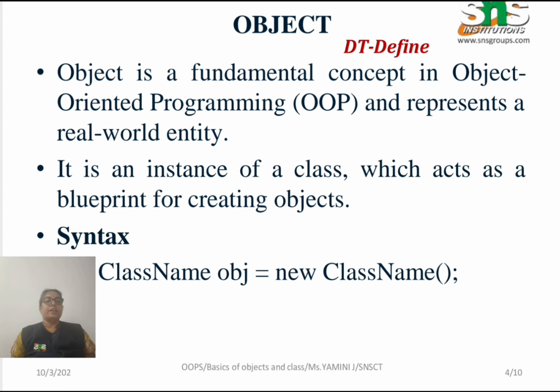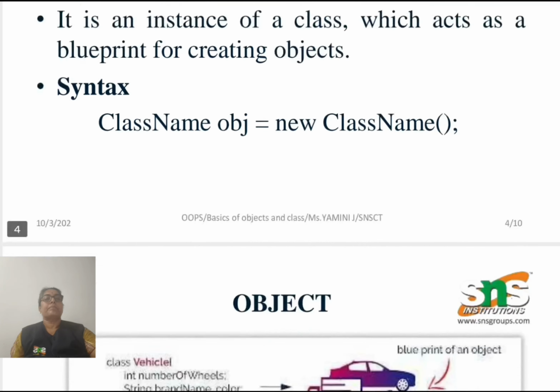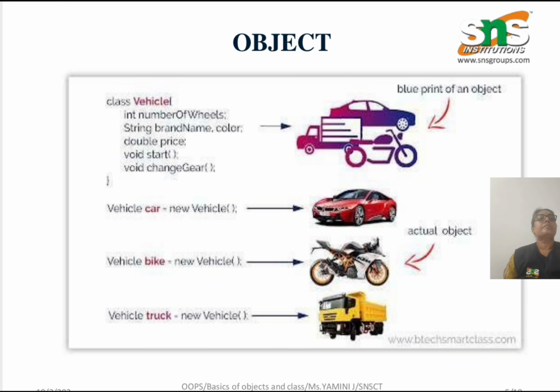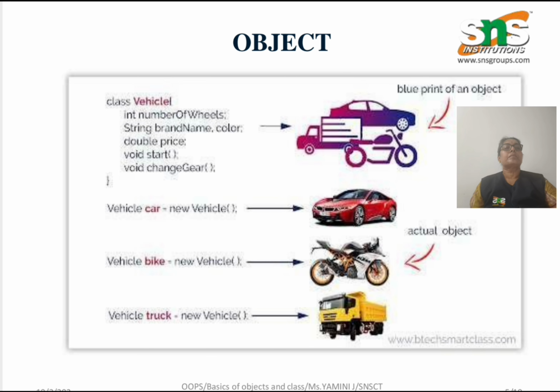Next one, object creation syntax. Now let us look at the syntax for creating an object in Java. To create an object, we use the following structure. First, we write the class name followed by the object reference name. Then we use the new keyword to create the object. For example, ClassName objectName = new ClassName().